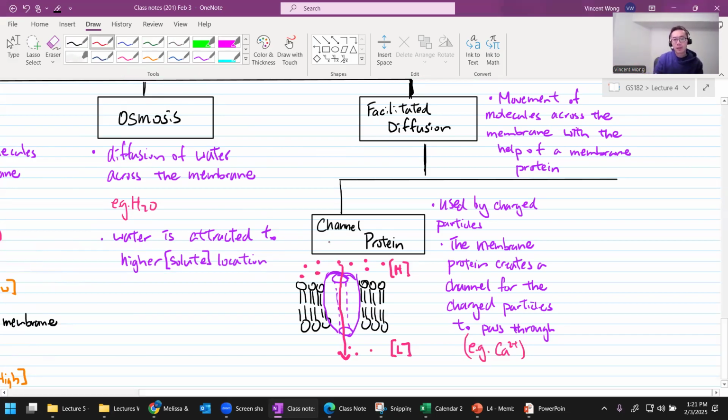Because they are charged particles, they cannot go through the phospholipid bilayer. The hydrophobic tails do not interact well with the charged particles, right? And so by having these channels, it creates a tunnel to shield the charged particles from the hydrophobic surroundings, and then they're going to be able to go through. Am I making sense here, guys? Or are you with me? I feel like it's a lot of information. Any questions?